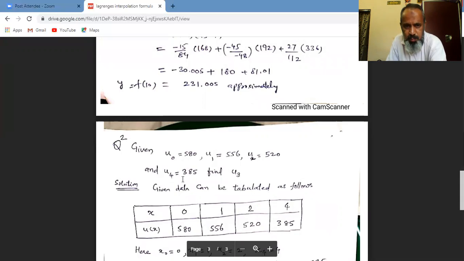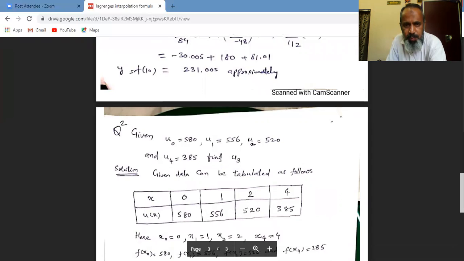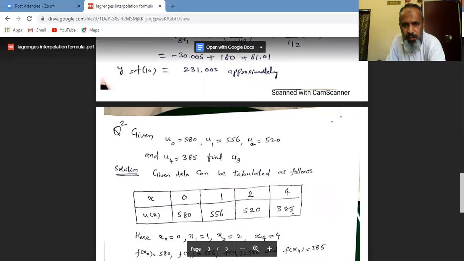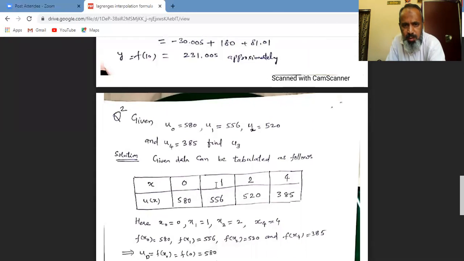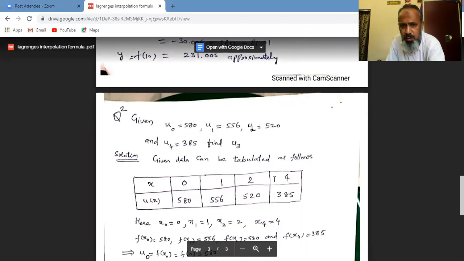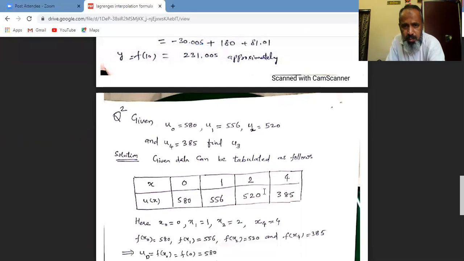So u0 is 580, u1 is 556, u2 is 520, and u4 is 385. Now this 0 is x0, this is x1, this is x2, and this is x4. x3 is not given, since all the points are equally spaced, but 3 is not given. We have to determine the value of the function at x is equal to 3. So u3 we have to determine.